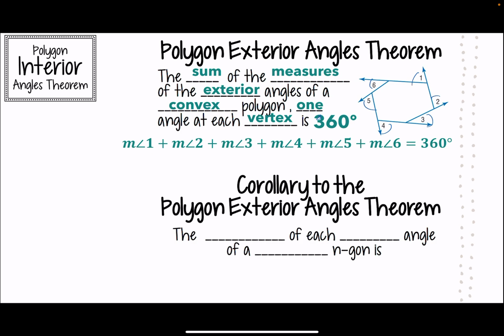Now, the corollary to the polygon exterior angles theorem is that the measure of each exterior angle of a regular n-gon, so you could figure out what each of these is if it's a regular polygon. And I want you to remember that from your vocabulary. It's both equilateral and equiangular. It's just going to be that 360 divided by how many sides there are. That's how easy that is. All right, so again, you can figure this out. You don't need the corollary. You just need to remember that exterior angles is 360 degrees.